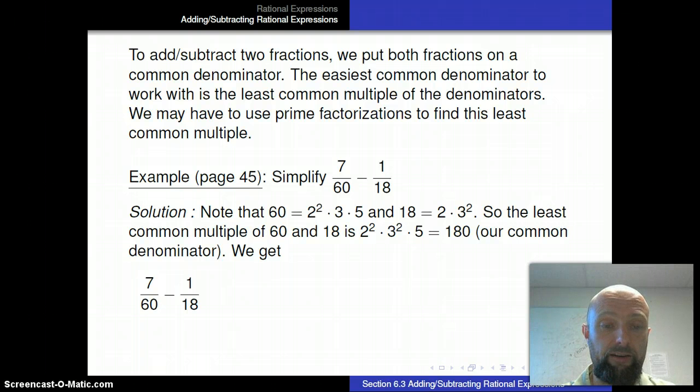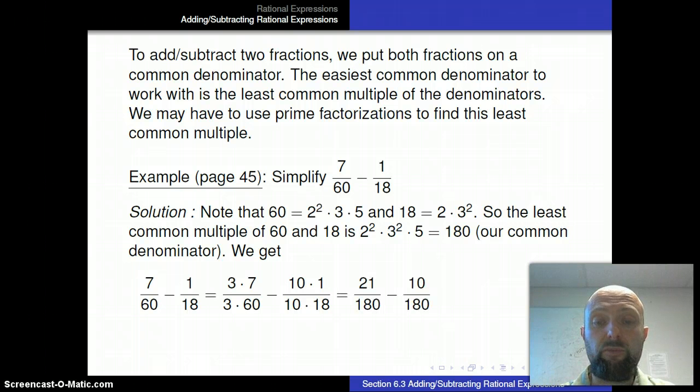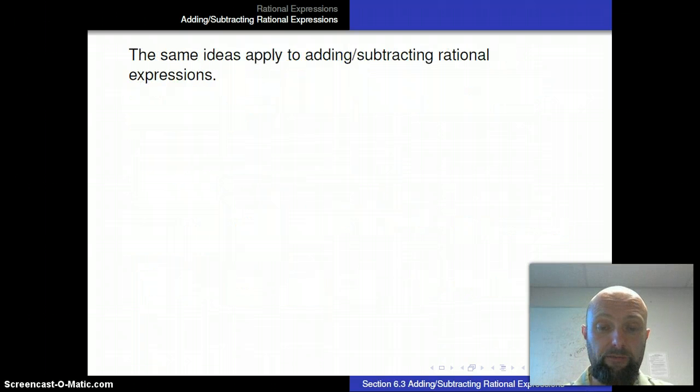So we get 7 over 60 minus 1 over 18, and we need to put this on common denominator 180. So how can I put the denominator 60 on 180? Well, 180 divided by 60 is 3, so we will multiply numerator and denominator by 3. To change the fraction 1 over 18 to denominator 180, notice that 180 over 18 is 10, so we will multiply numerator and denominator by 10. We simplify. Now that we have a common denominator, we can just subtract the numerators. We simplify and find 11 over 180.